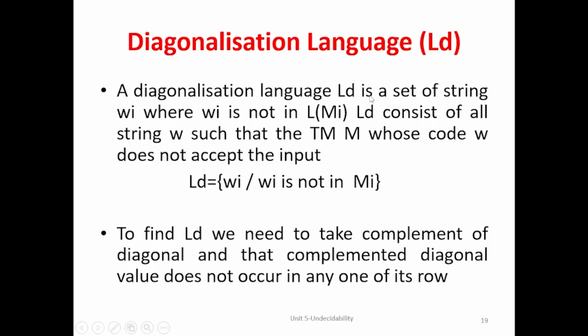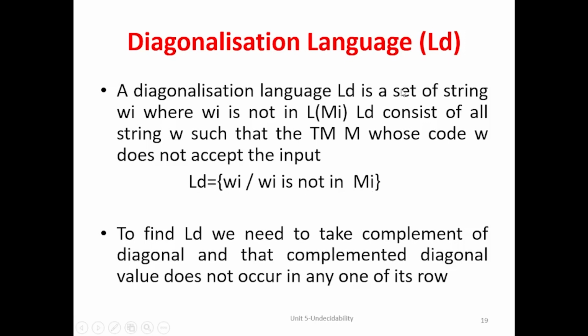If we consider the definition of diagonal language, LD is a set of strings Wi such that Wi is not accepted by the language L of Mi, where M is a Turing machine. So diagonal language LD contains a set of strings and no string is accepted by M. In the general notation, if you write a set of strings for a particular language, all those strings should be accepted by M. That is the general notation.